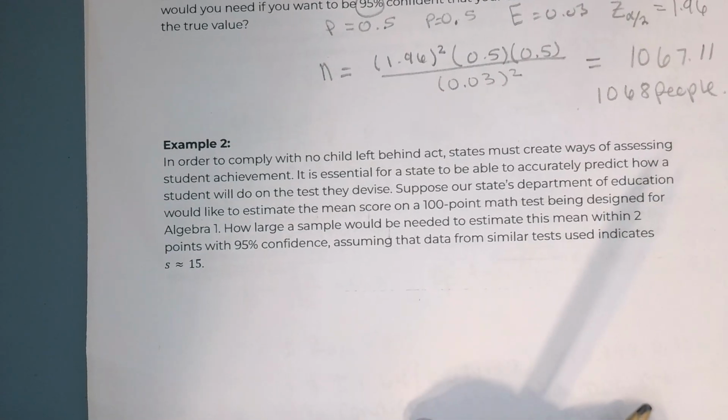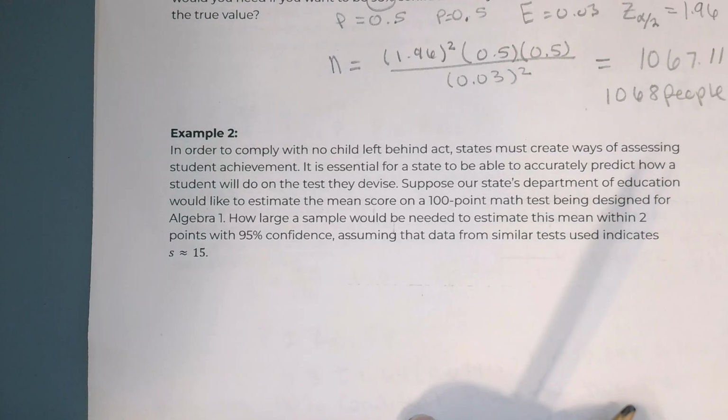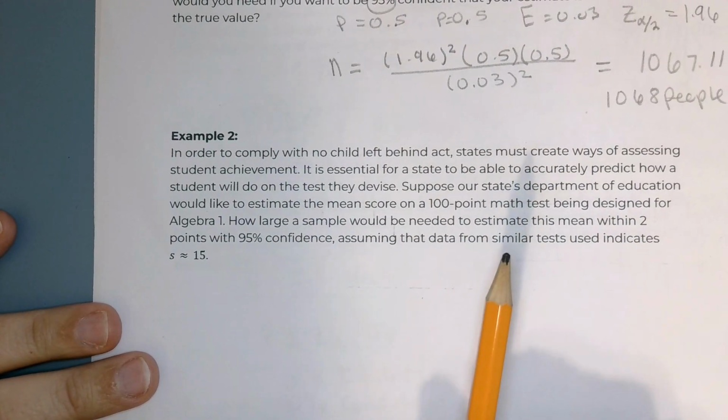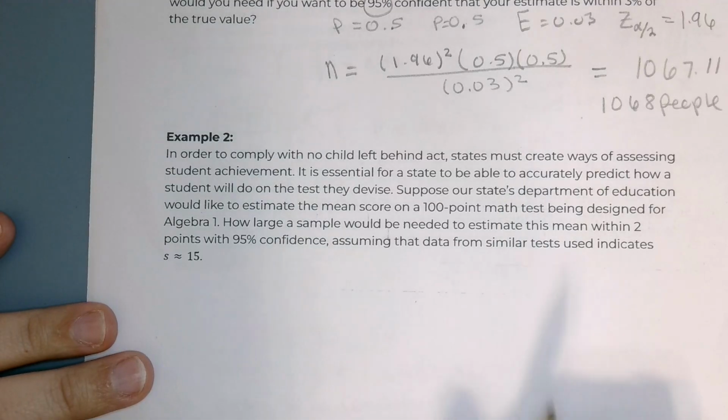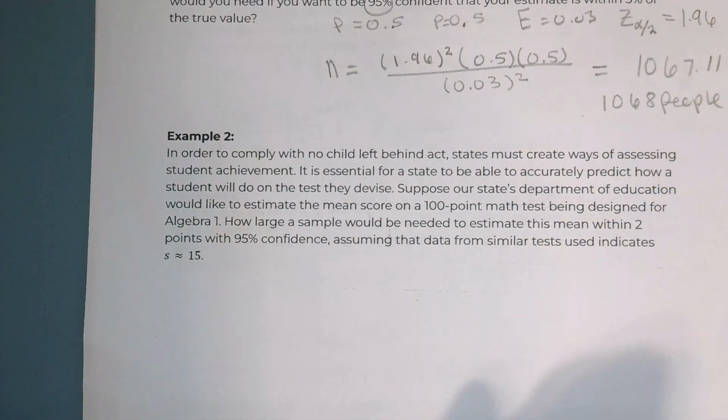In order to comply with the No Child Left Behind Act, states must create ways of assessing students' achievement, and it is essential for a state to be able to accurately predict how a student will do on the test they devise. Suppose your state's Department of Education would like to estimate the mean score of a 100-point math test being designed for Algebra 1. How large a sample will you need to estimate the mean within 2 points with 95% confidence? Assume that the data from similar tests used indicates that S equals 15.